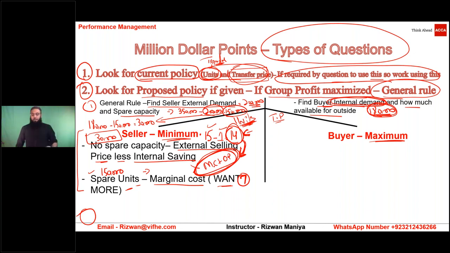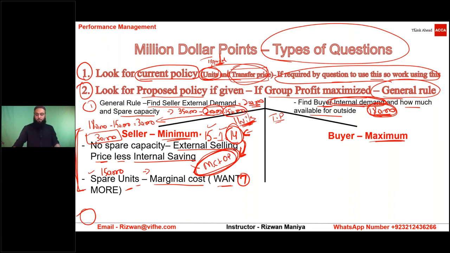Now, the minimum transfer prices, just remember the rules. The minimum transfer price with no spare capacity is external selling price less internal savings, because the general rule brings you back to the same point. So don't use that general rule. Simply remember this. For spare units, it's marginal cost only. Just remember these rules for the general rule.